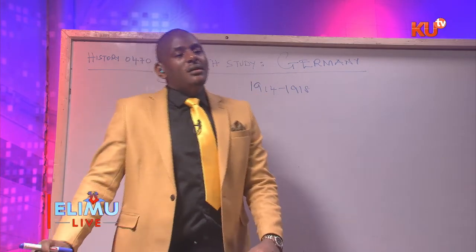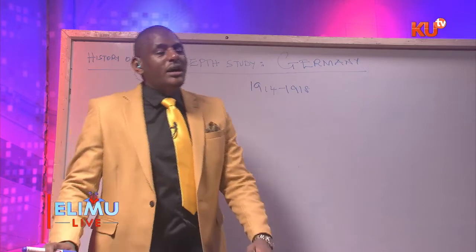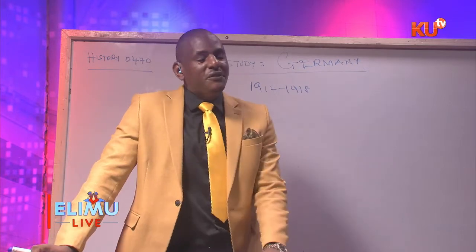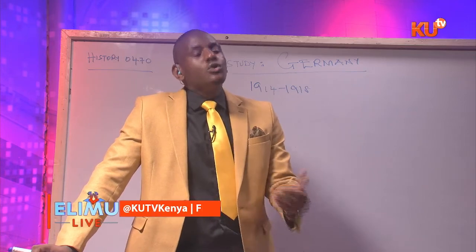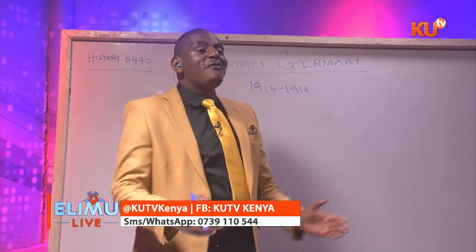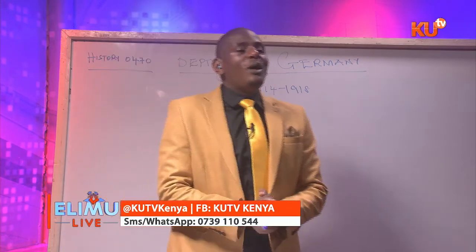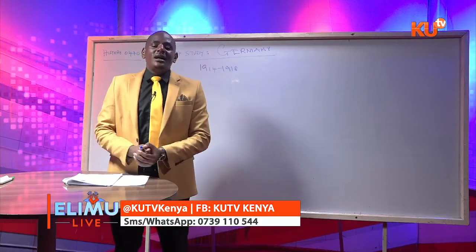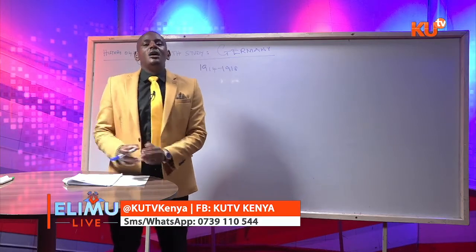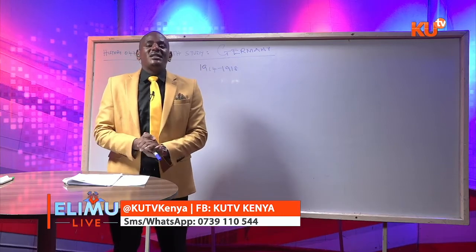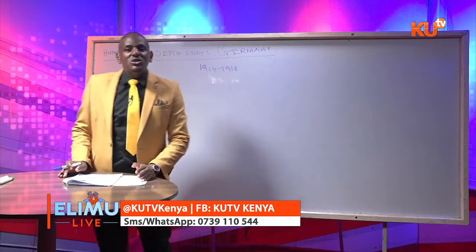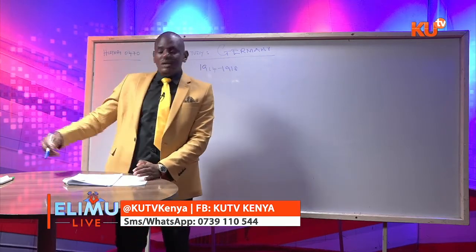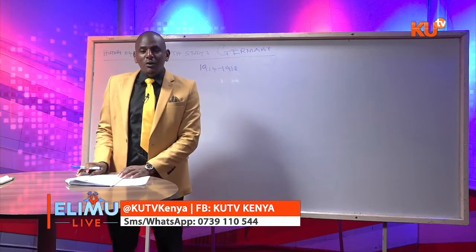Then the leader of the Social Democrat Party, Friedrich Ebert, came into power. Immediately after Friedrich Ebert took over power, he signed the armistice. The armistice in this case refers to the Treaty of Versailles. And remember the terms of the Treaty of Versailles that we shall be looking at much later on.